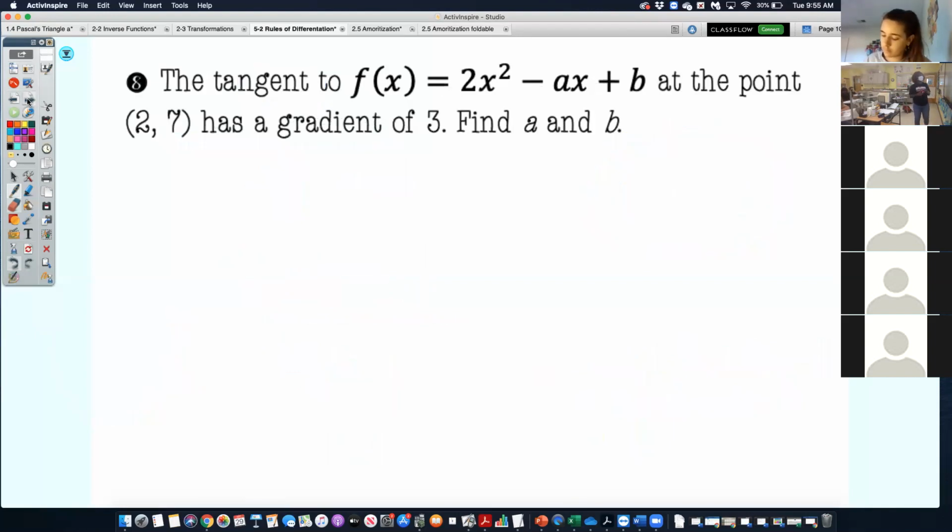Ooh. Here's another one similar to that, number 5. It says the tangent to f of x equals 2x squared minus ax plus b at the point (2, 7) has a gradient of 3. Remember, tangent gradient indicates what? The derivative. So this part that I underlined in purple is saying that the derivative is equal to 3.